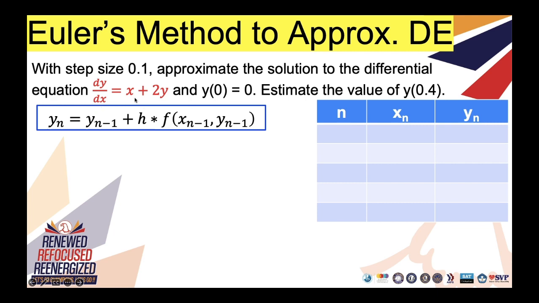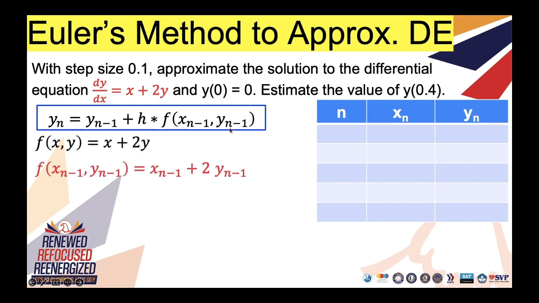Your differential equation is x plus 2y. Now, if we input these values to your differential equation, that means your x will be replaced by this, and your y will simply be replaced by this. Hence, this is now your dE. This is how your dE would look like once the input and the output have been plugged in. Also, it's mentioned that the step size is 0.1. So we could already begin making a table.